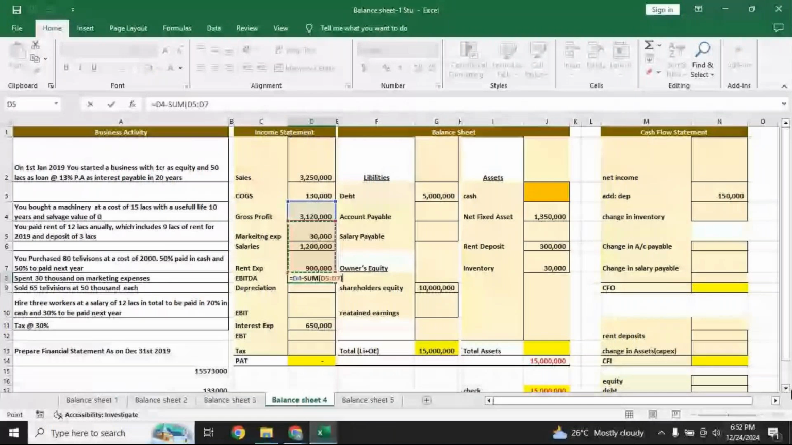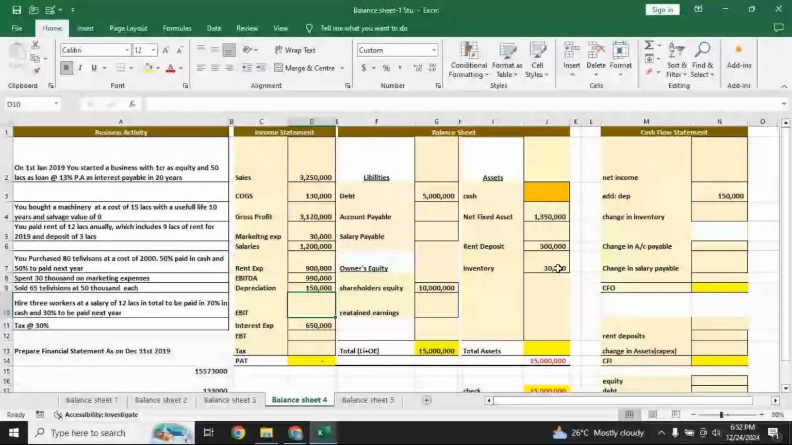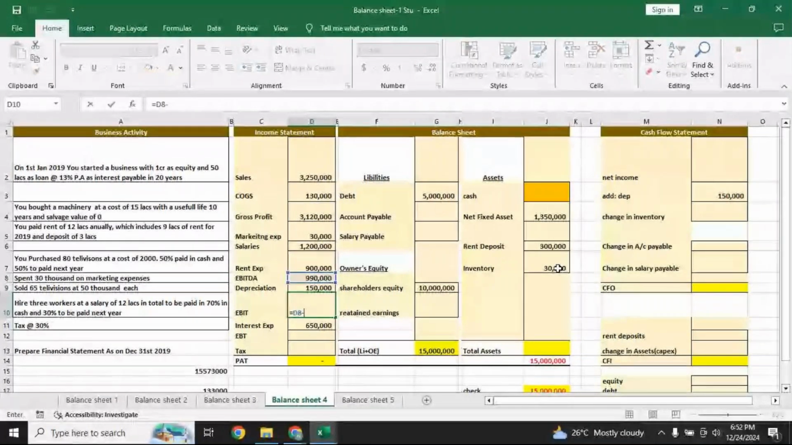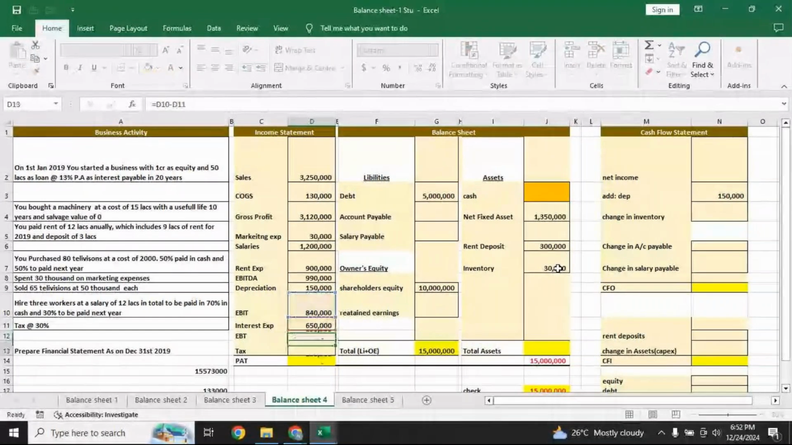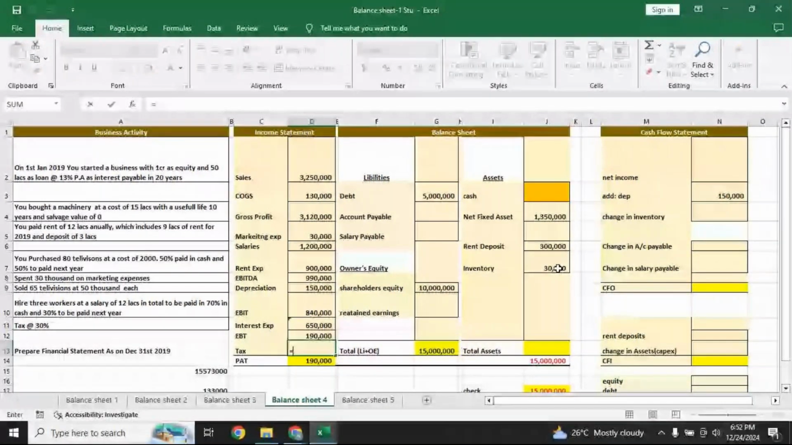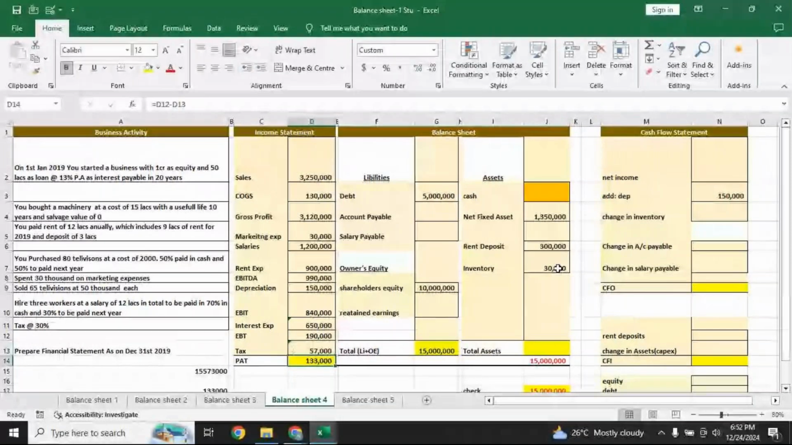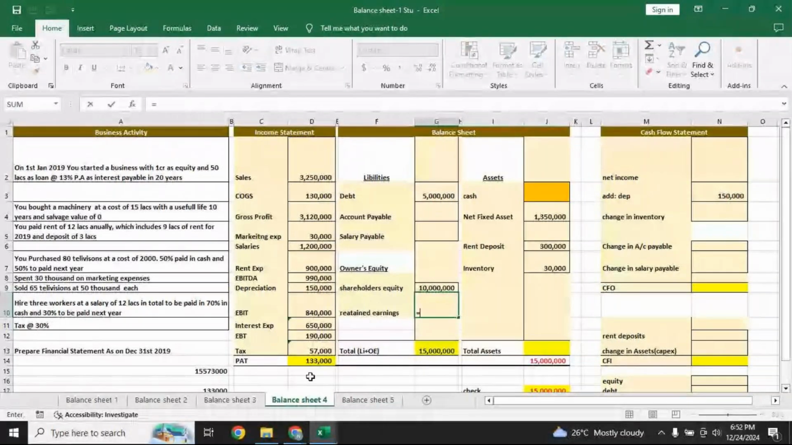Depreciation is 1,50,000. I'm going to take it. So then EBIT will be EBITDA minus depreciation. So interest expenses. So EBIT minus interest expenses. Taxes on this particular value, 30% of tax I am going to pay. So profit after tax will be 1,33,000, which I am going to take as retained earnings. So this net income, profit after tax, I am going to take it here also.